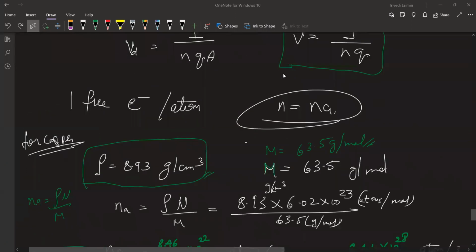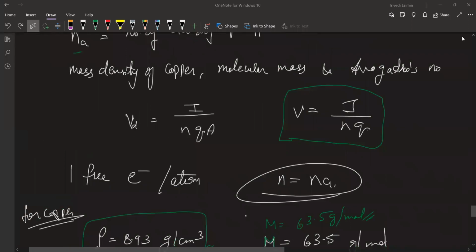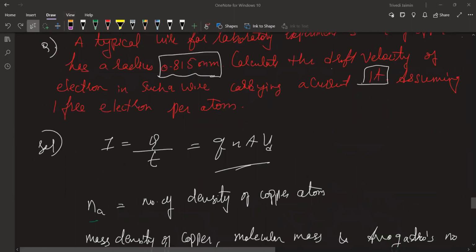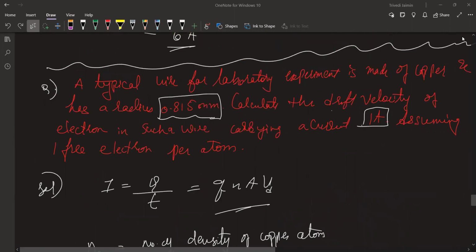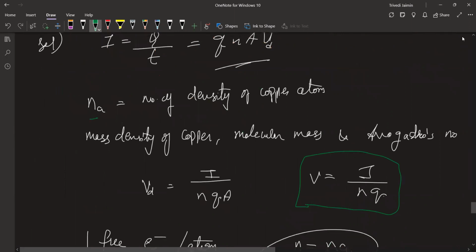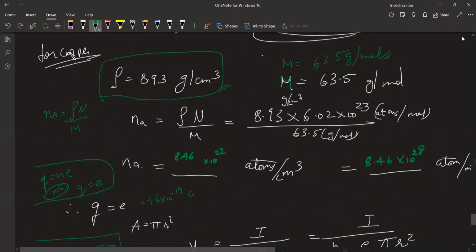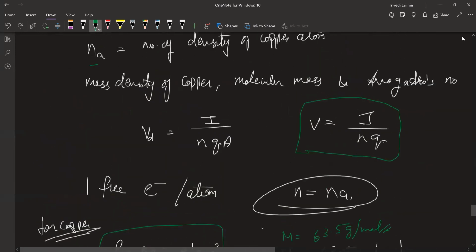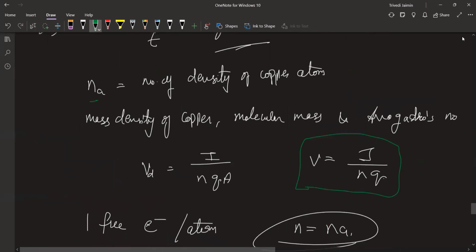See, what we did here. We need to find the drift velocity. This is our formula. For that, we need to find Q, we need A, we need n also. And I we have. A we can find by area, pi r squared. And we need to find the number density. So how are we finding it with the help of this one? And n is the density of copper atoms.